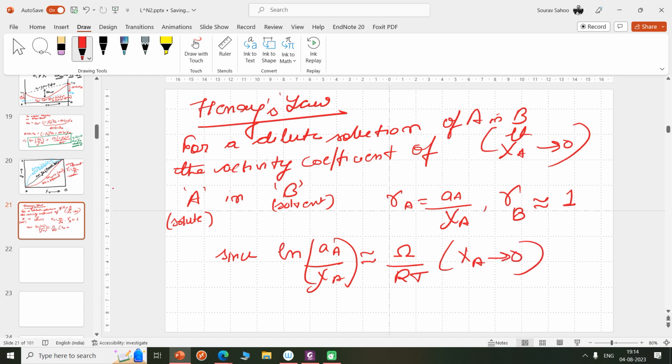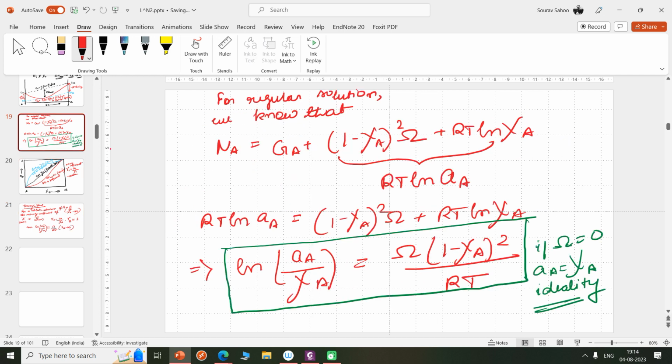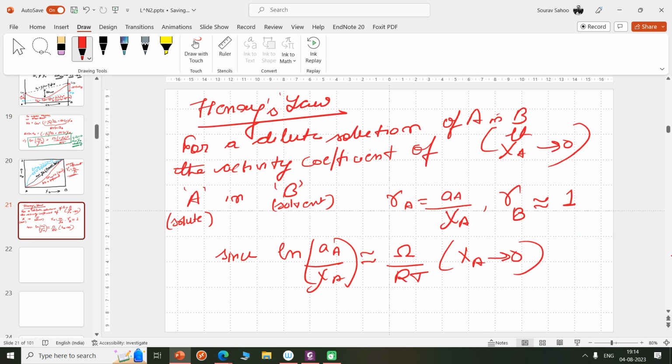So we have seen this equation that when chi A tends to 0, this term can be neglected. So omega by RT is what we are getting, and omega by RT itself will be so small that we can consider this, since in the logarithm of A, we can consider this as A.